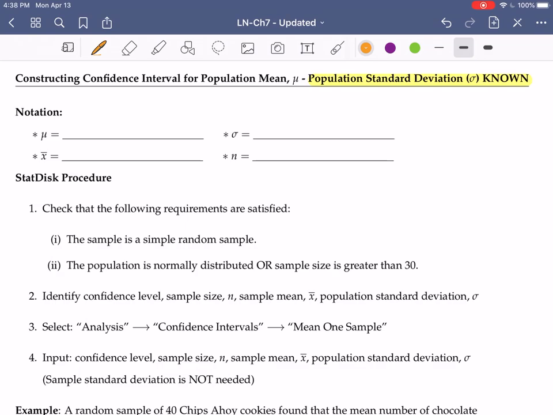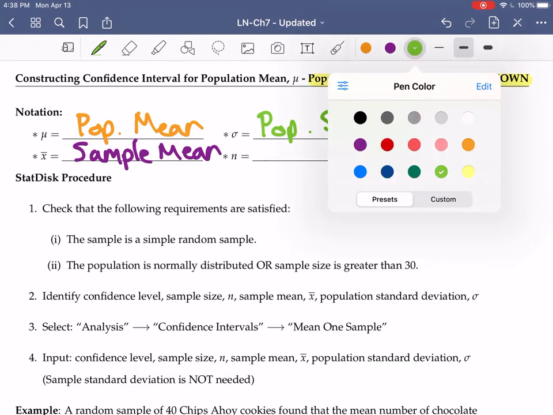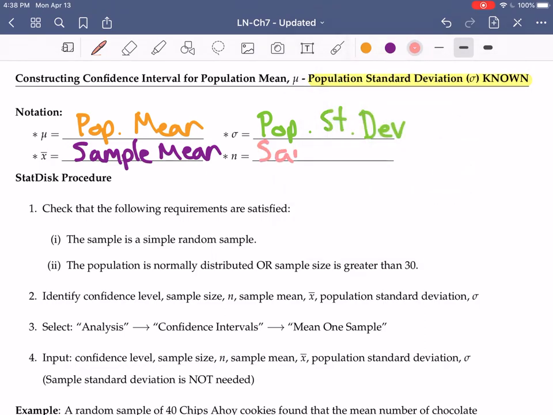All right, so here we need to just make sure that we know what our notation represents. That mu is a population mean. The x with a bar over it is our sample mean. We have sigma, our population standard deviation. And we have the value n, our sample size. So we will use each of those when we go and try to calculate a confidence interval using StatDisk.